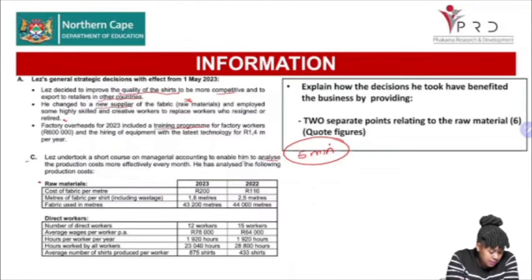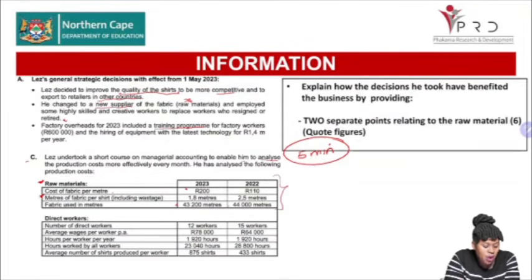So for raw materials, the cost of the fabric was 110 in the previous year, and it has increased to 200. The meters of fabric per shirt, including the wastage, that the employees used was 2,5, and in this current year it is 1,8 meters per shirt. Then fabric used in meters is 43,200 in the previous year, and 44,000 in the current year.